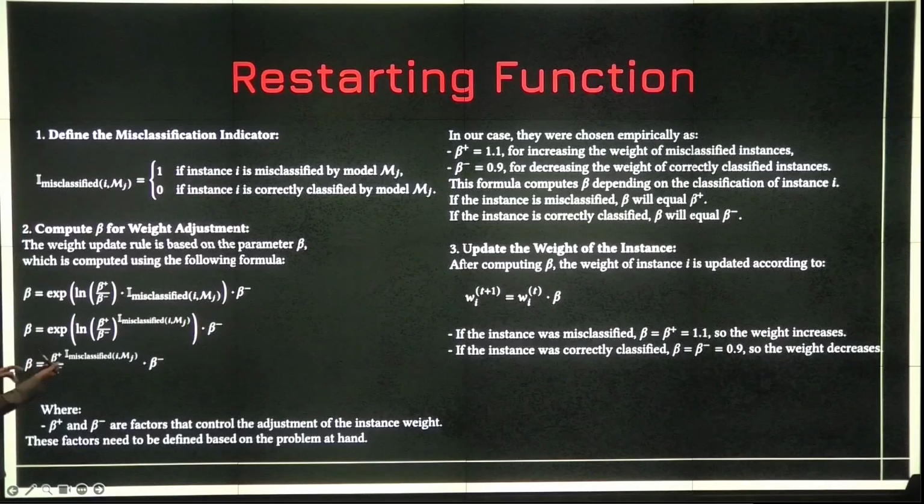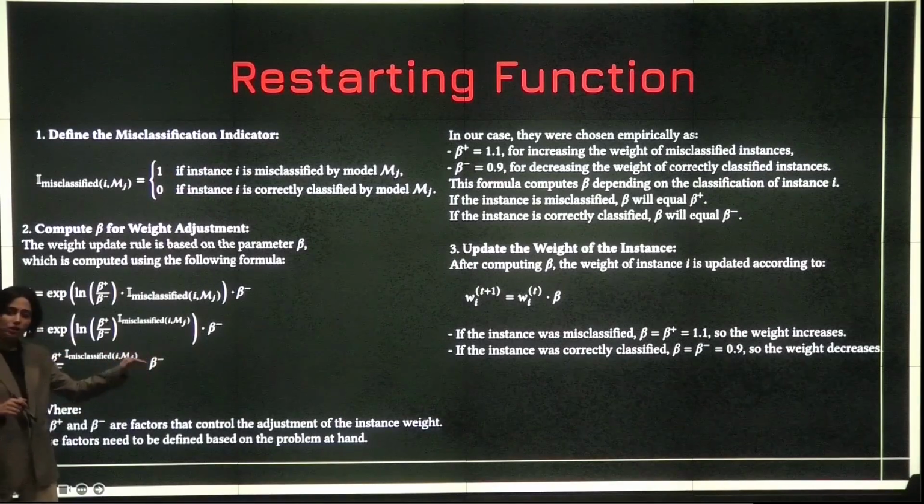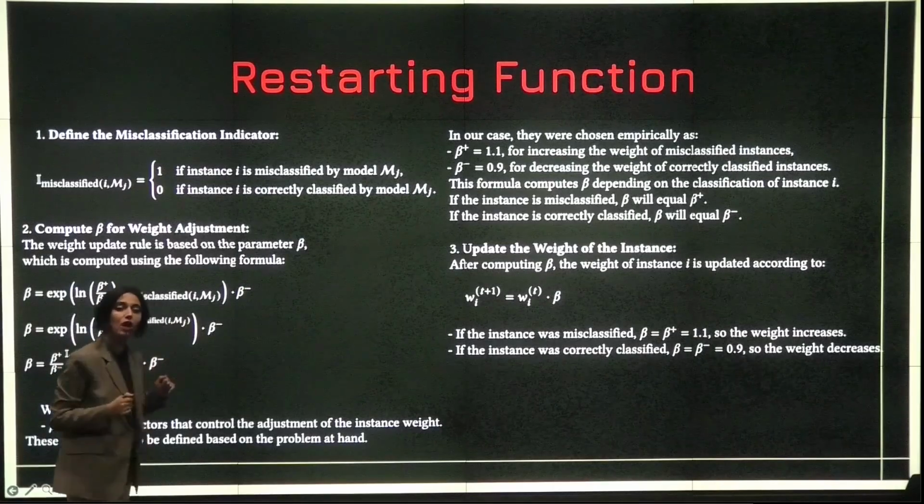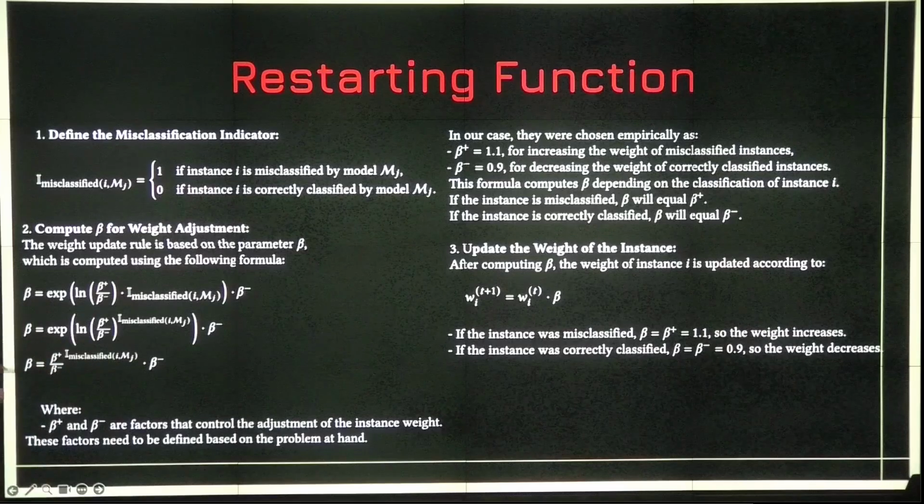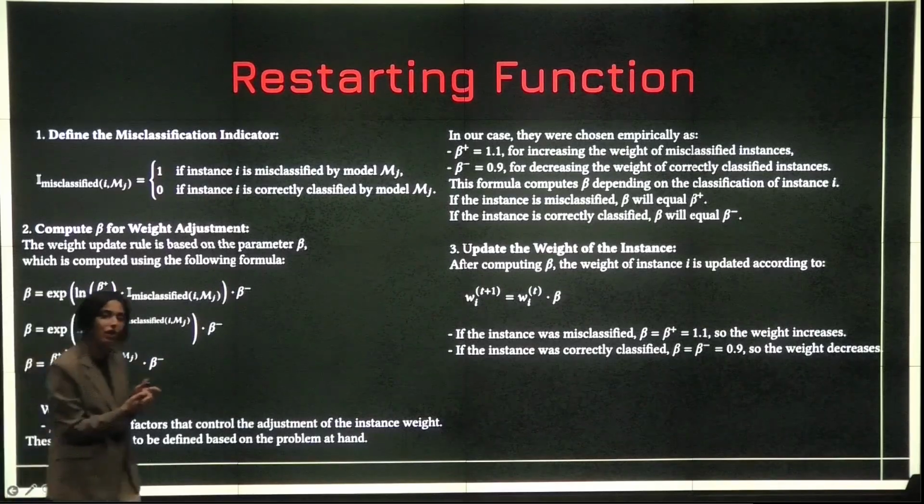If, for example, we have beta plus, which is the factor that we multiply by the well classified, and beta minus for the misclassified. Let's suppose it's misclassified, so A is 1. Then beta plus over beta minus to the power 0 is going to be 1, so we will have only beta minus that we multiply by our misclassified instances. Otherwise, if A is 0, this is equal to 1, so it's beta plus over beta minus. Beta minus goes with beta minus, and we have only beta plus.